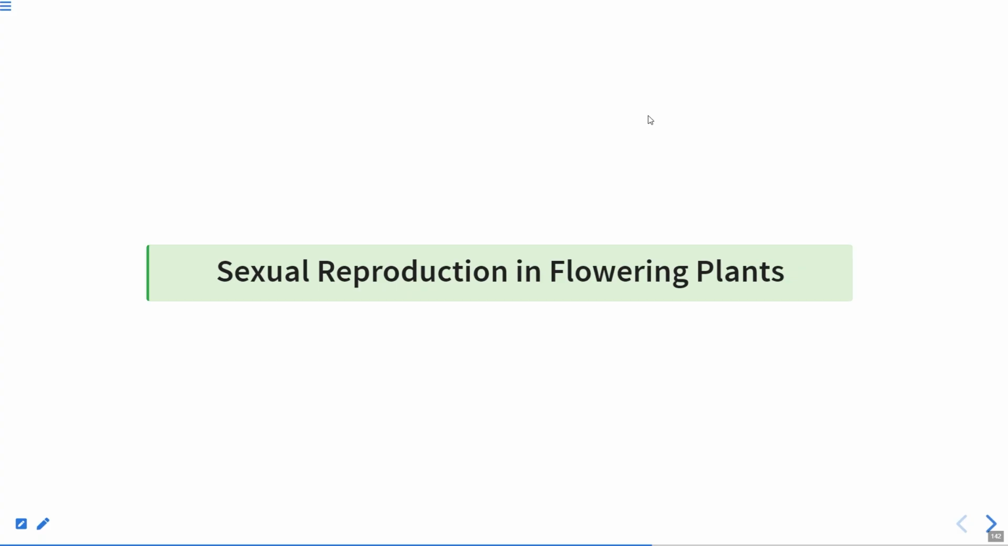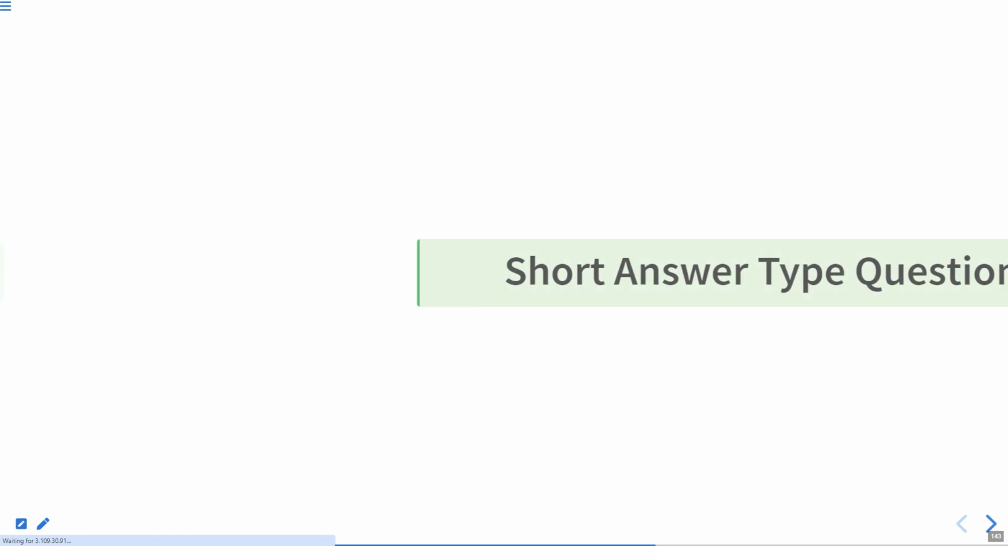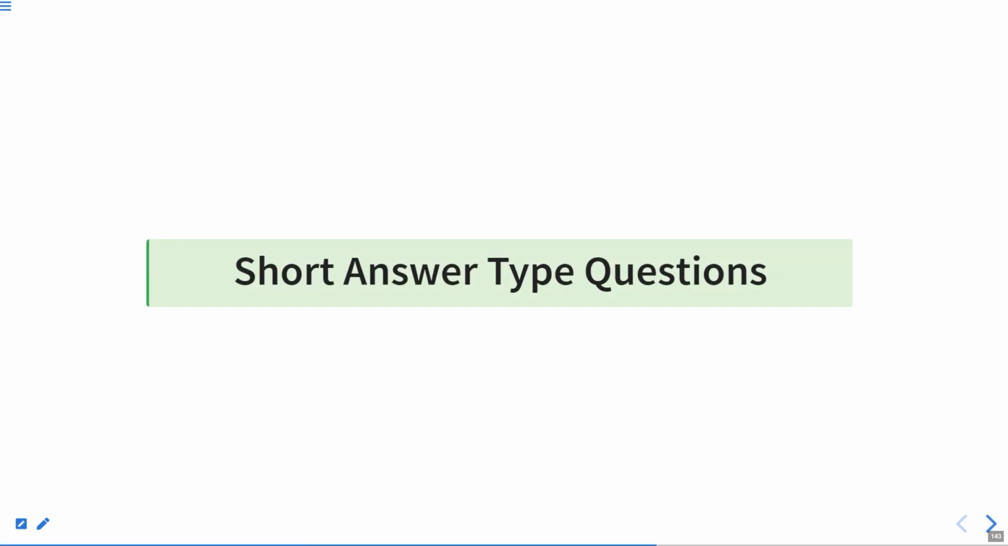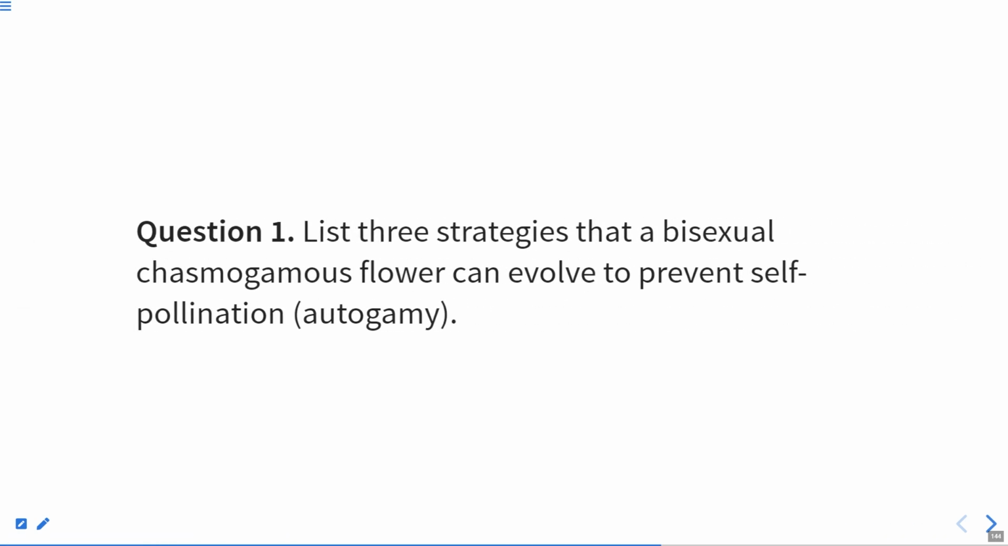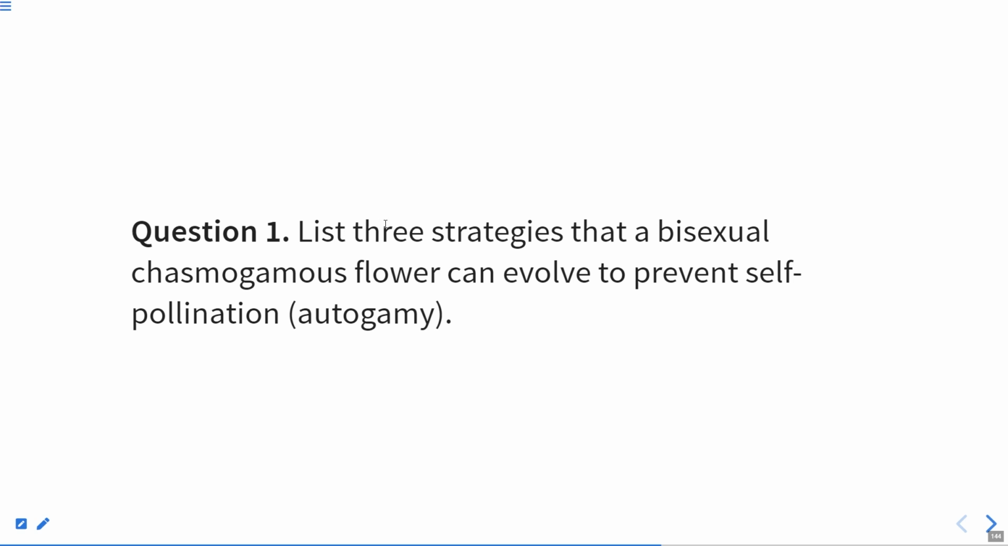Hello everyone and welcome to the new session of the biology lecture series. Today we'll be solving the NCERT Exemplar questions for the topic sexual reproduction in flowering plants. I would like to mention that all the questions in this session are completely NCERT based, and today we'll be solving the short answer type questions. So let's start with the first question.